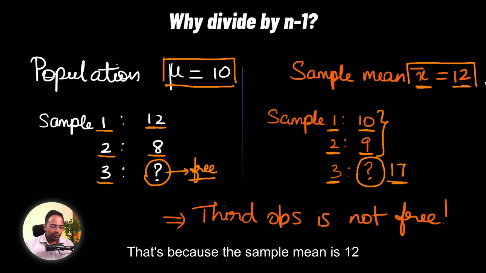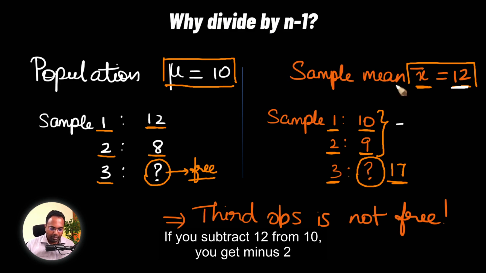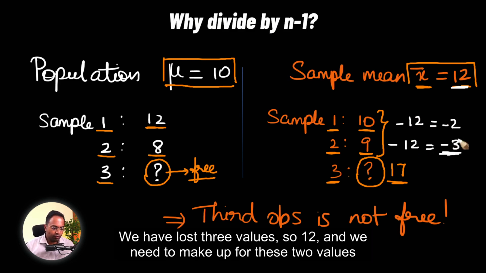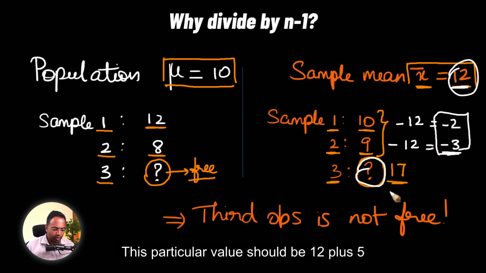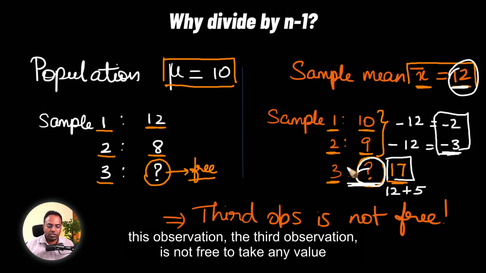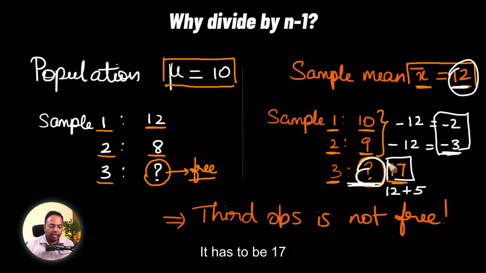Why? That's because the sample mean is 12. We have lost 2 numbers here. If you subtract 12 from 10, you get minus 2. If you subtract 12 from 9, you get minus 3. So we need to make up for these 2 values. So this particular value should be 12 plus 5, so that would be 17, which means this third observation is not free to take any value. It has to be 17.